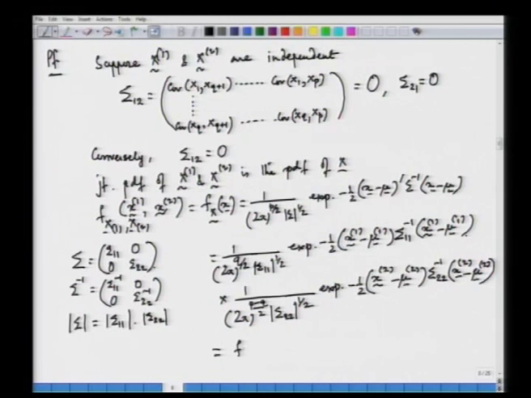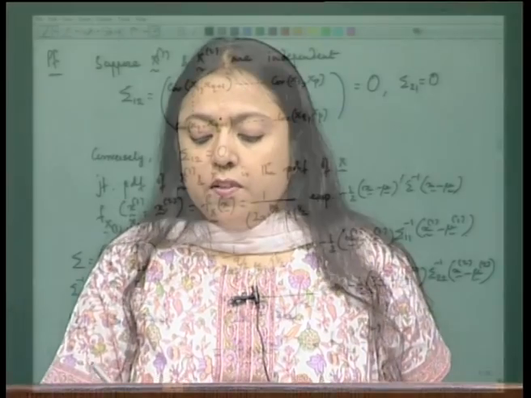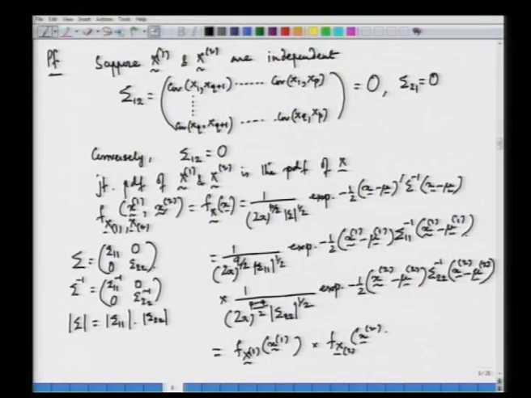So, I have (x2 minus mu2) sigma 22 inverse (x2 minus mu2), which is nothing but f of x1 at x1 times f of x2 at x2. So, the joint PDF of x1 and x2 is the product of the marginal PDFs, implying that x1 and x2 are independent. Again, a very special feature of the multivariate normal distribution.